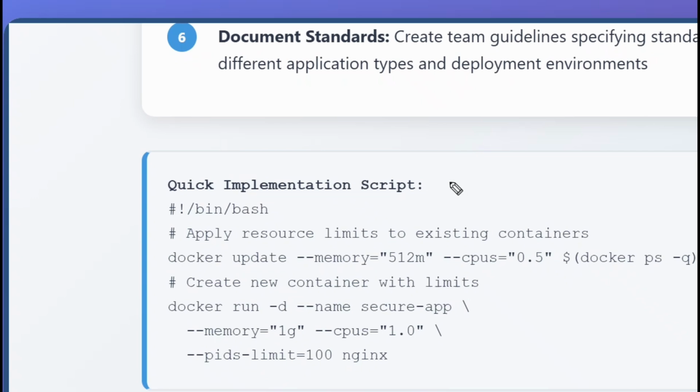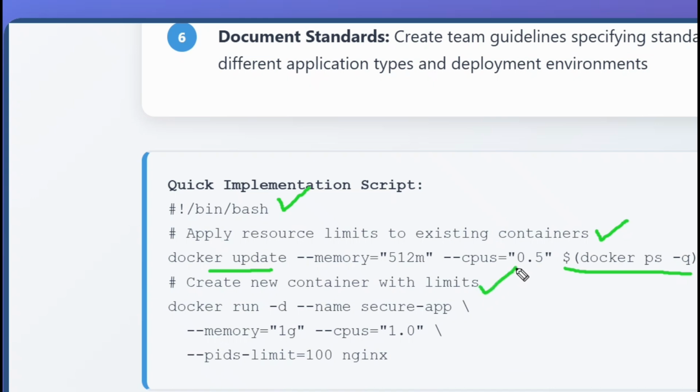Here is a quick implementation script. This particular script will apply limits to running containers and create new ones with proper boundaries. So here is the shell script which starts with the shebang, and it will apply resource limits to existing running containers. That means we are not using docker run, we are using docker update. Like this docker ps -q, which lists existing containers. So this is the command we need to use.